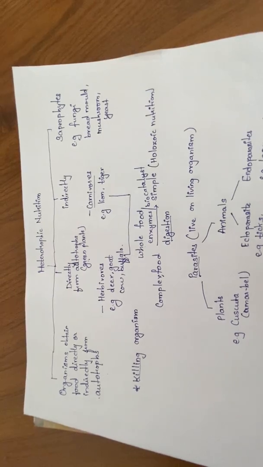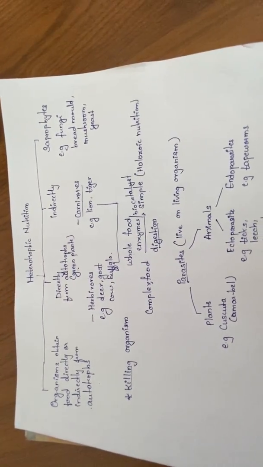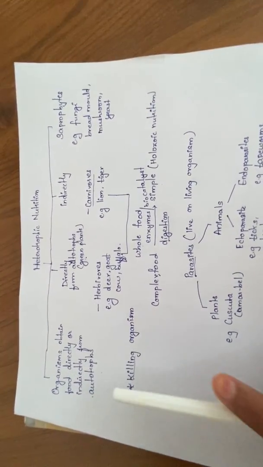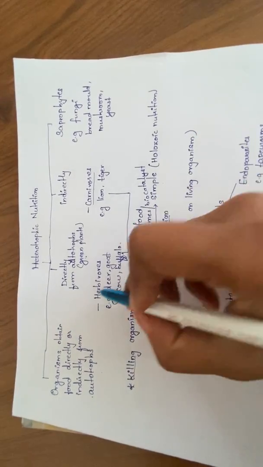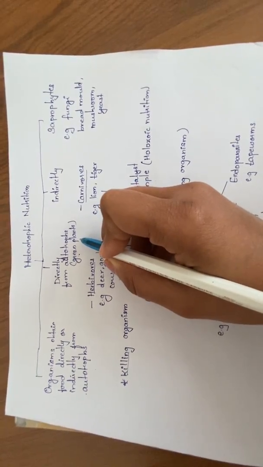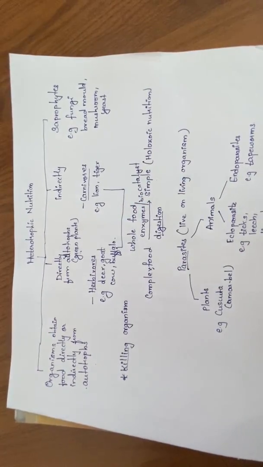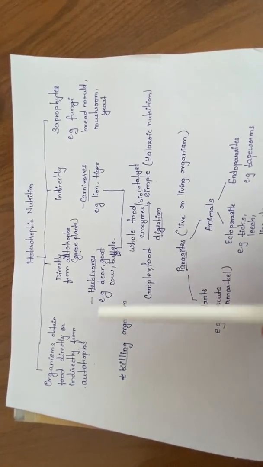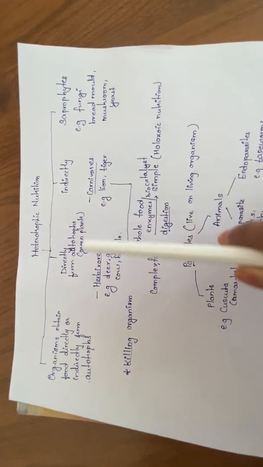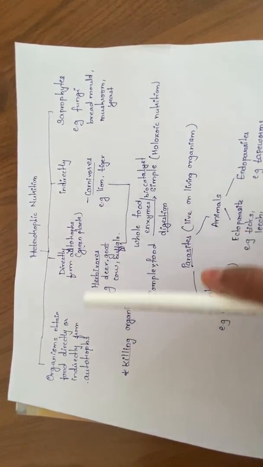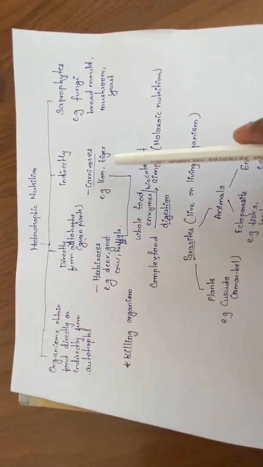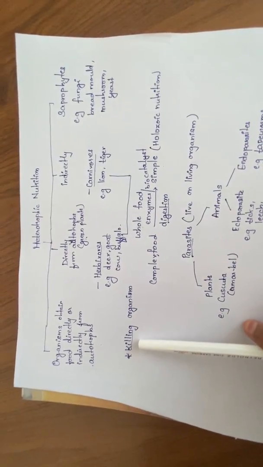So what is heterotrophic nutrition? Heterotrophic nutrition is when organisms obtain food directly or indirectly from autotrophs. The ones which obtain nutrients directly from autotrophs are called herbivores, which eat green plants or plant products, such as goat, deer, cow, buffalo, etc. And the ones which indirectly obtain nutrients from autotrophs are called carnivores, which feed on herbivores. That is how they indirectly obtain nutrients from autotrophs. In both cases, what happens? The organism is getting killed.